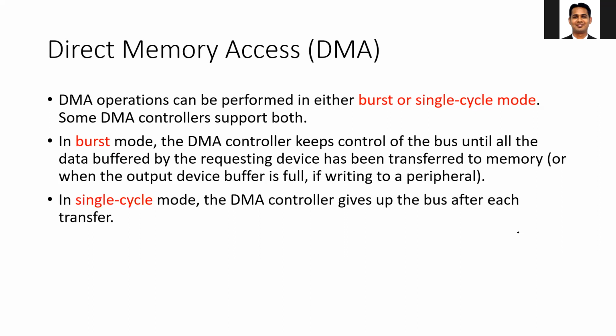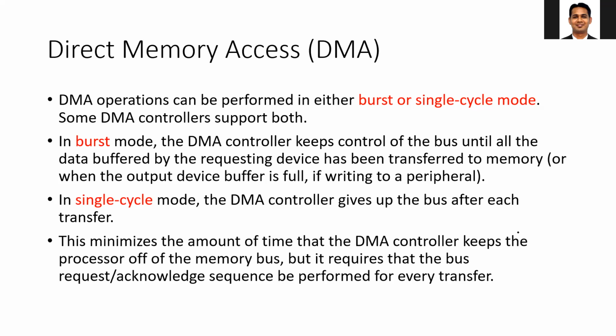In single cycle mode, the DMA controller gives up the bus access after each transfer. Suppose you are transferring 1 MB of data and you can transfer only 4 KB at a time. Then after every 4 KB transfer, the DMA controller gives the access to the bus back to the arbitrator and then sends a request again saying that I have additional data to be transferred, please give me the access again. So in the single cycle mode, only one data transfer is completed and then you give the access to the bus back.